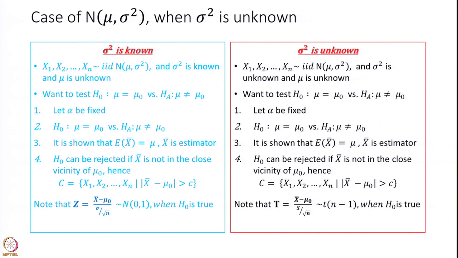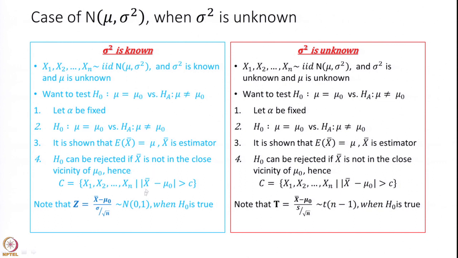Suppose sigma square is not known. Here I have shown both the cases parallelly. We have already derived the 6 steps for the known sigma case. You will find that they are going absolutely parallelly when sigma square is unknown. Your x1, x2, x3, xn is the same, sigma square is unknown, mu is also unknown. Your null hypothesis and alternate hypothesis are the same as what we had before. Alpha is to be fixed, which is the same. The third step is the same, that the expected value of x bar is mu. So x bar is the estimator.